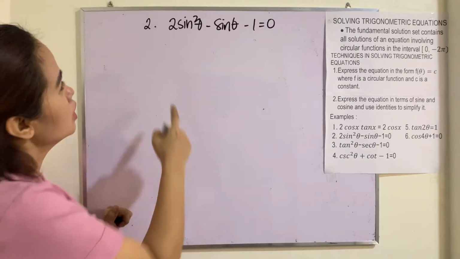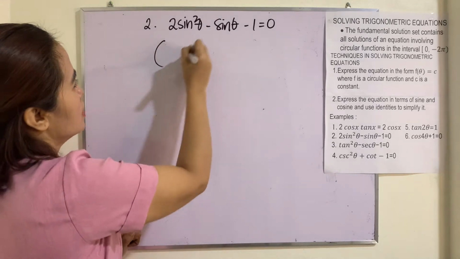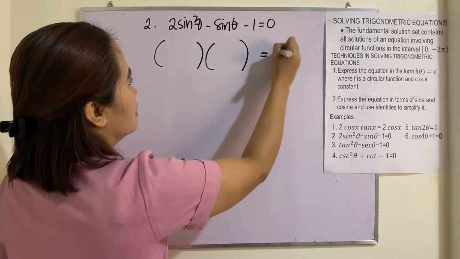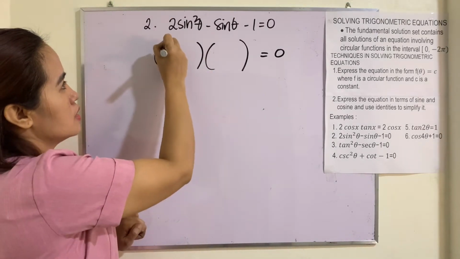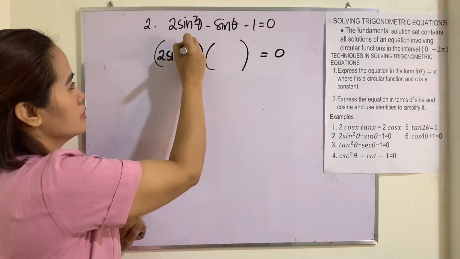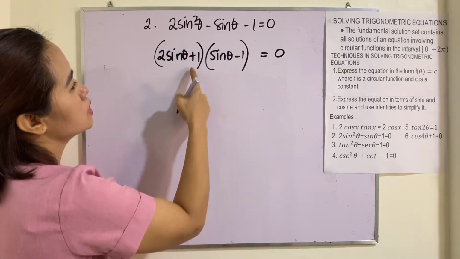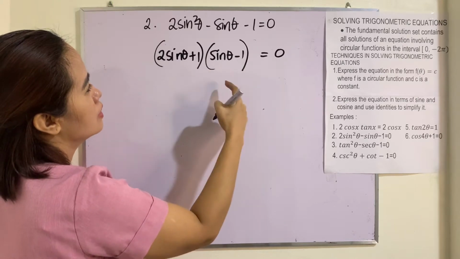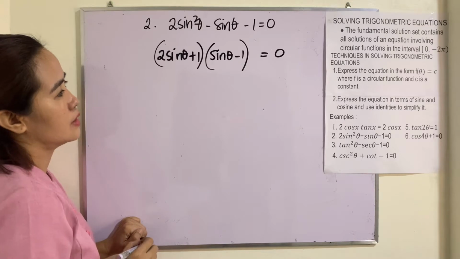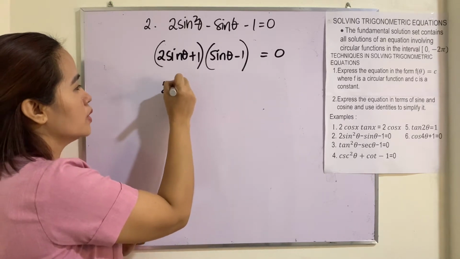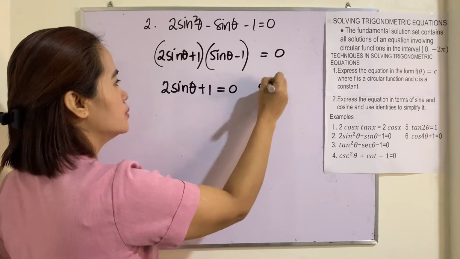Example number 2. We have 2 sine squared theta minus sine theta minus 1 equals 0. In this case, we can factor it because this is a quadratic equation. This is 2 sine theta plus 1 and sine theta minus 1. To check, we have 1 sine theta and -2 sine theta. Adding them, we have negative sine theta. That's correct. So after this, we will be equating each factor to 0.